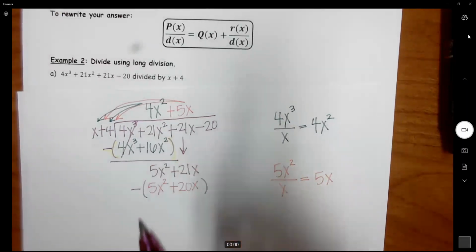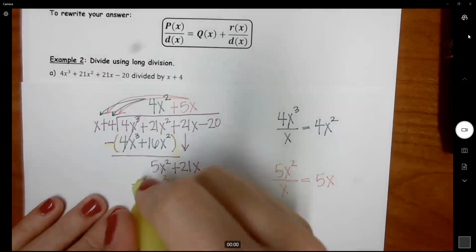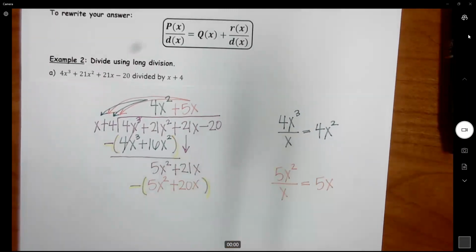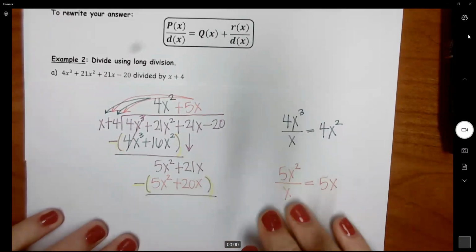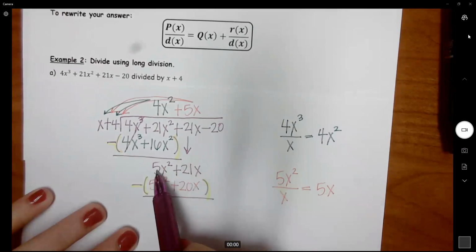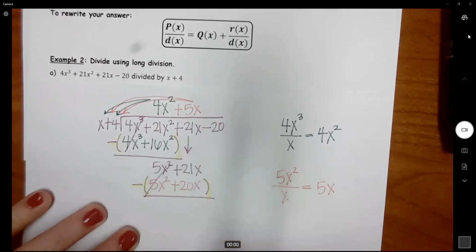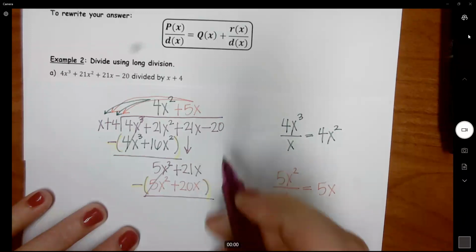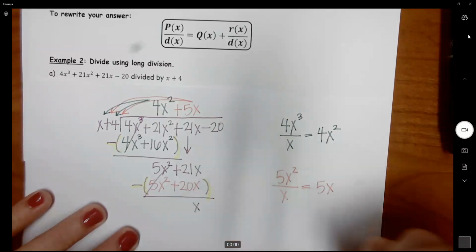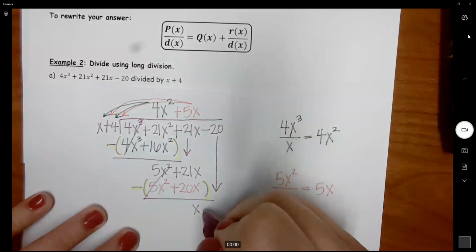Next thing is to subtract. And I am not just subtracting that 5x. I am subtracting everything here. So 5x squared minus 5x squared cancels. This is not 21 plus 20. This is 21 minus 20 to give me 1x or just x. And then let's bring down our last term.